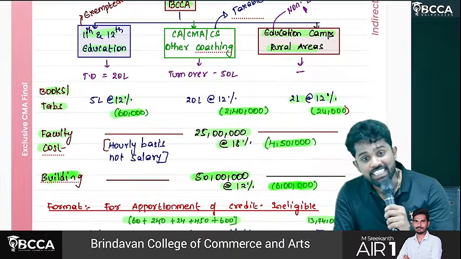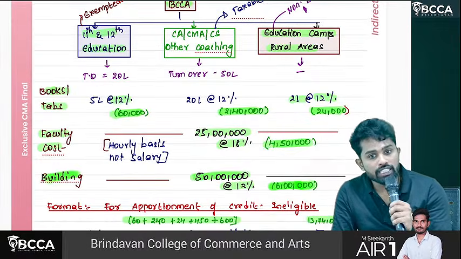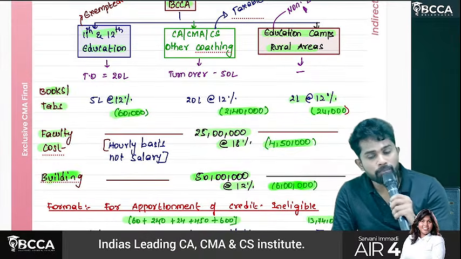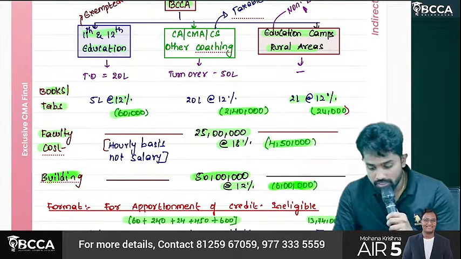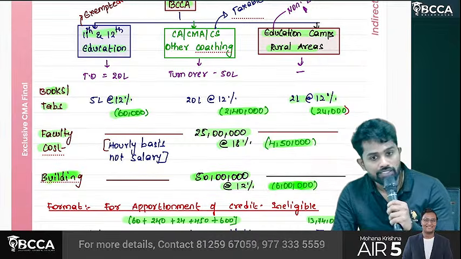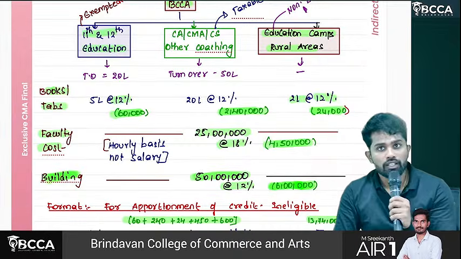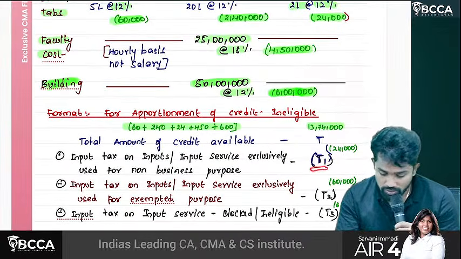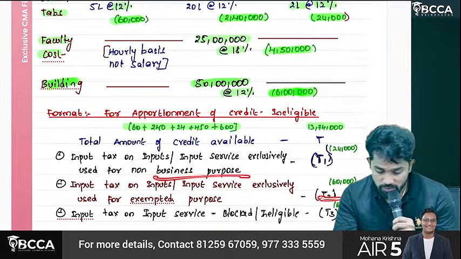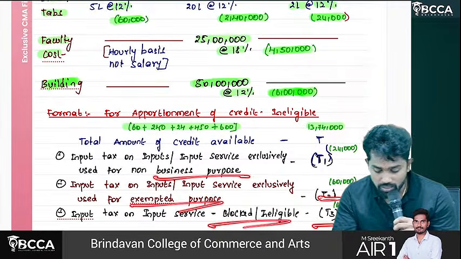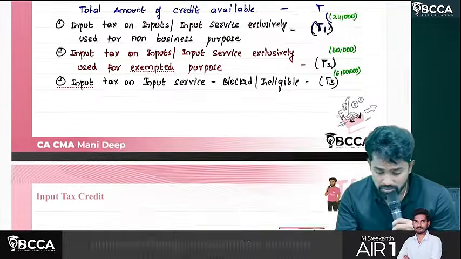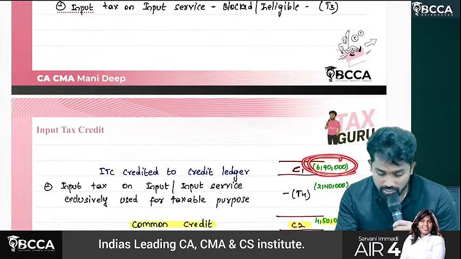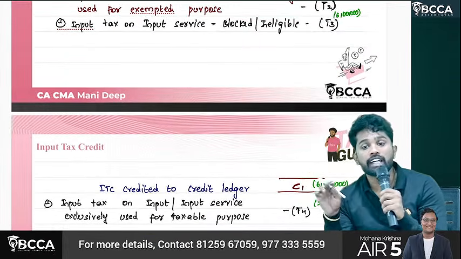Then T3 is blocked credits or ineligible credits. Is there any blocked or ineligible credits, sir? Yes, 6 lakhs. So subtract that also. So we subtracted T1, exclusively non-business; T2, exclusively exempted; T3, blocked or ineligible credits. Then we get how much? 6,90,000, which we call C1.